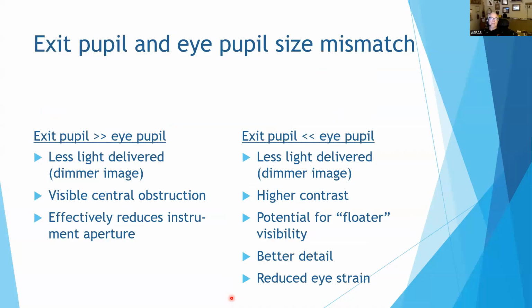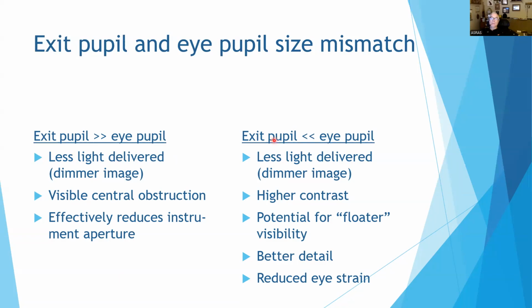If the exit pupil is much larger than the eye pupil, it means that a lot of the image is bouncing off the part of your eye that doesn't send light back to the retina. So you're losing a lot of light because the exit pupil is not appropriately sized. Also, if the exit pupil is much greater than the eye pupil, you'll begin to see the central obstruction in telescopes that have a secondary mirror, and it effectively reduces the instrument's aperture.